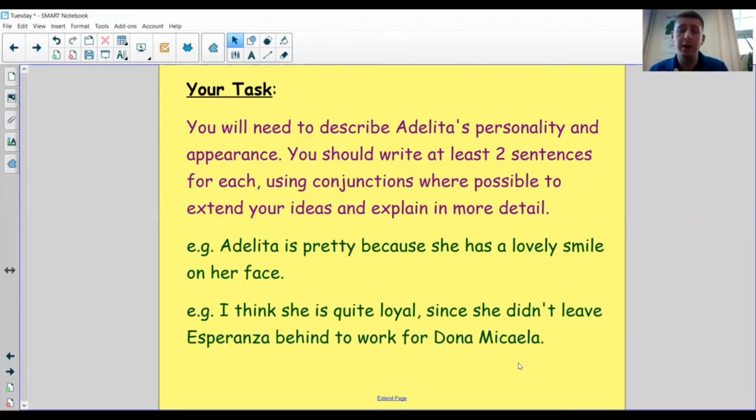If you do need any help at all, do feel free to send a message on DB Primary, and I'm happy to offer you a little bit of support. But I look forward to reading your sentences a little bit later on about Adelita's personality and appearance.